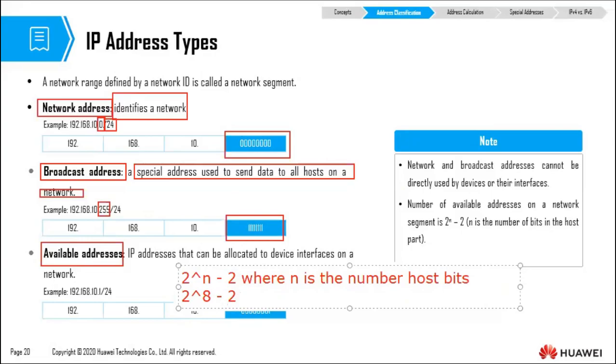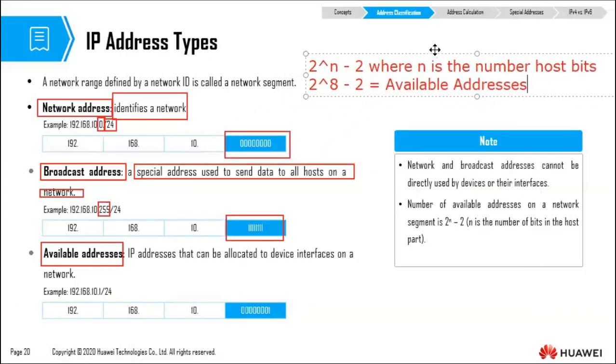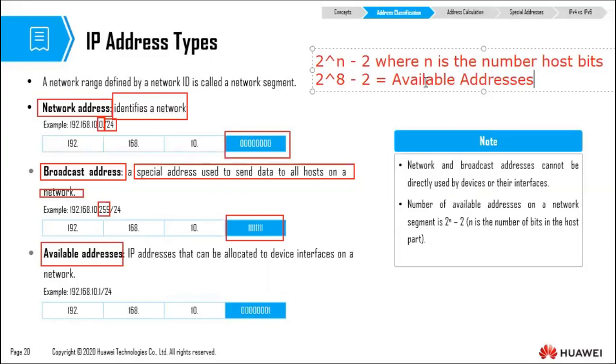Can someone tell us why we are removing these 2? Yes, Kellen. Exactly. We are removing the very first address and the very last address. That very first address on that range is what we call the network address. The very last one is what we call the broadcast address. So we are removing those 2. So that's why we are doing minus 2. So when we do that, we get the available addresses. These are what we can use to assign to our computers and routers.